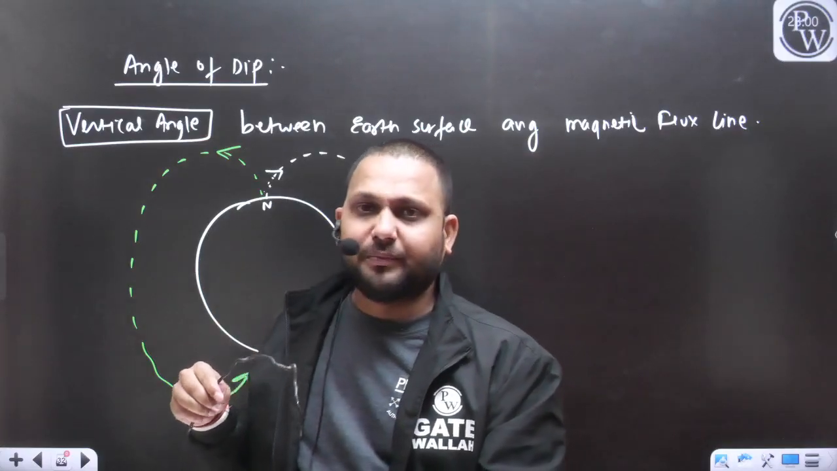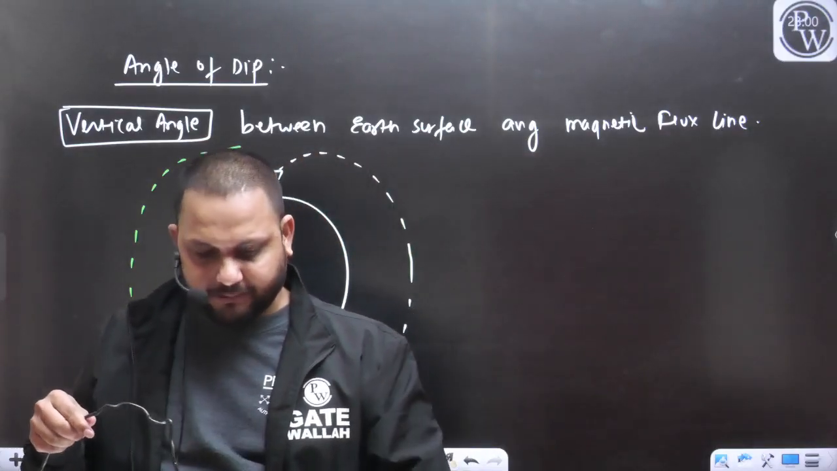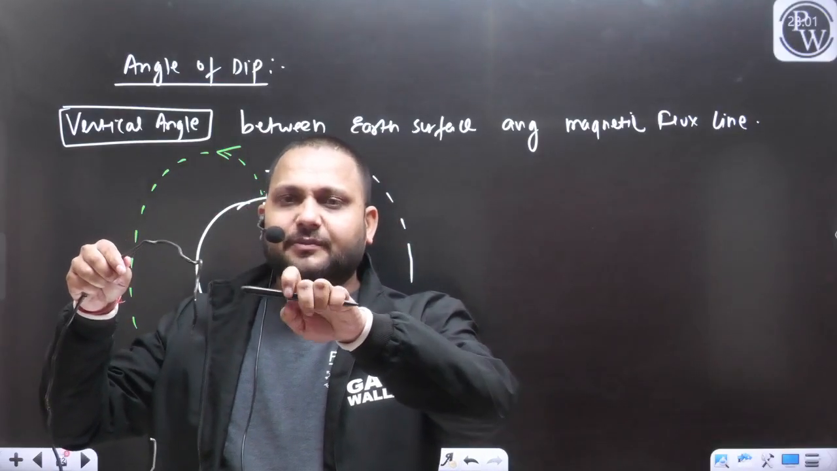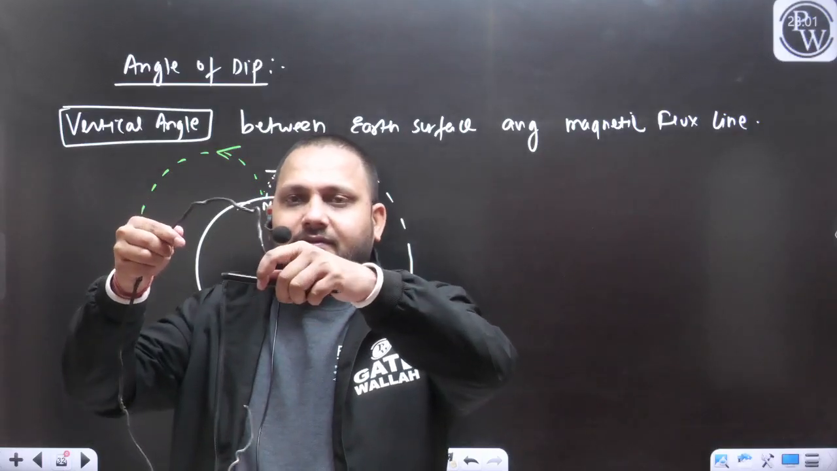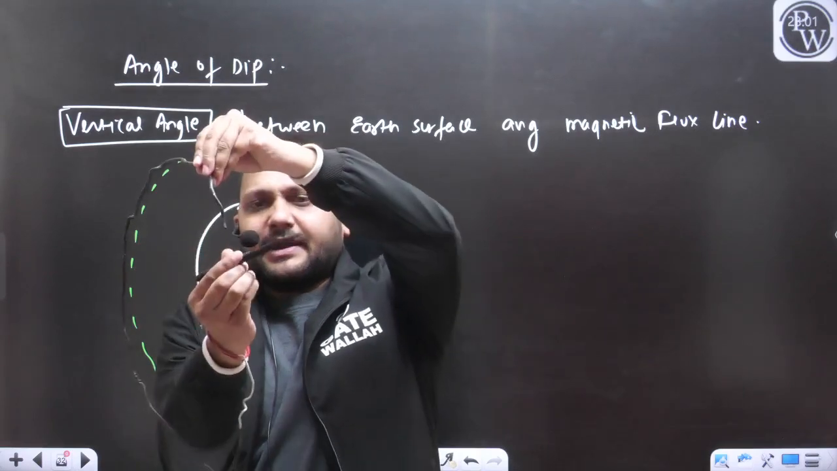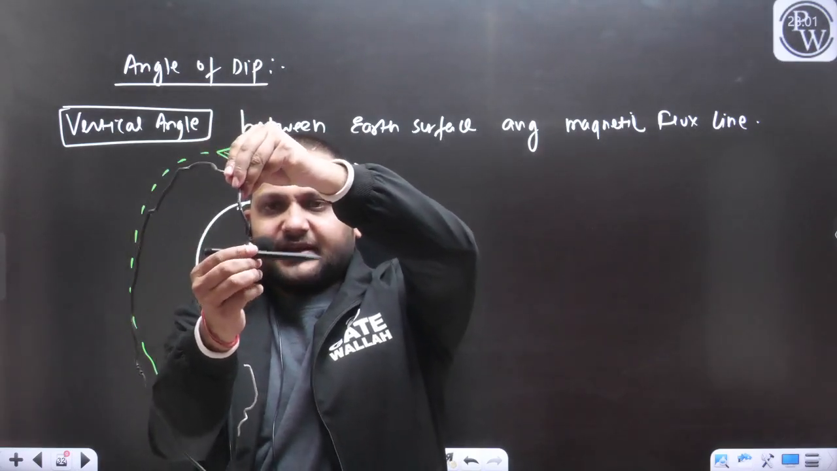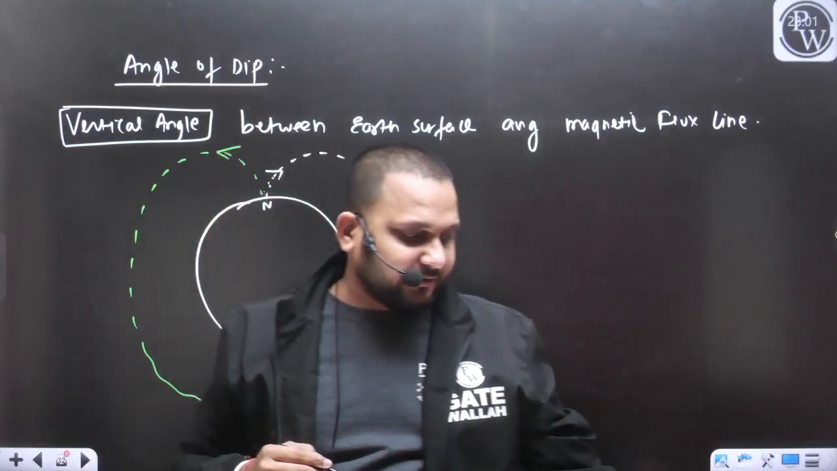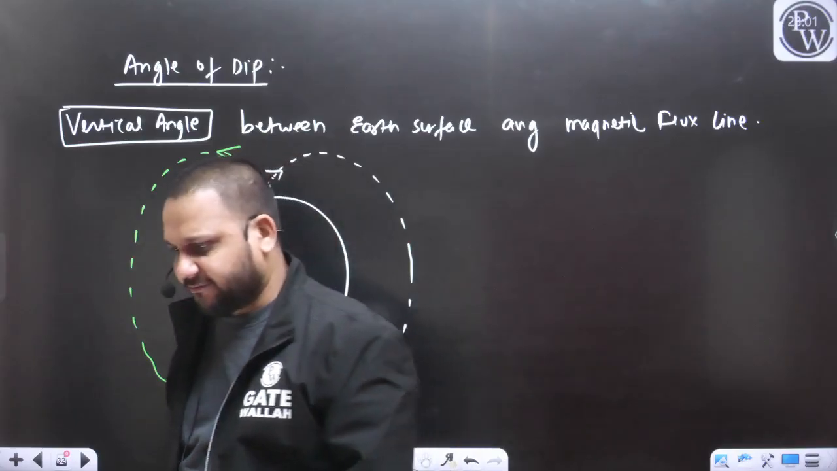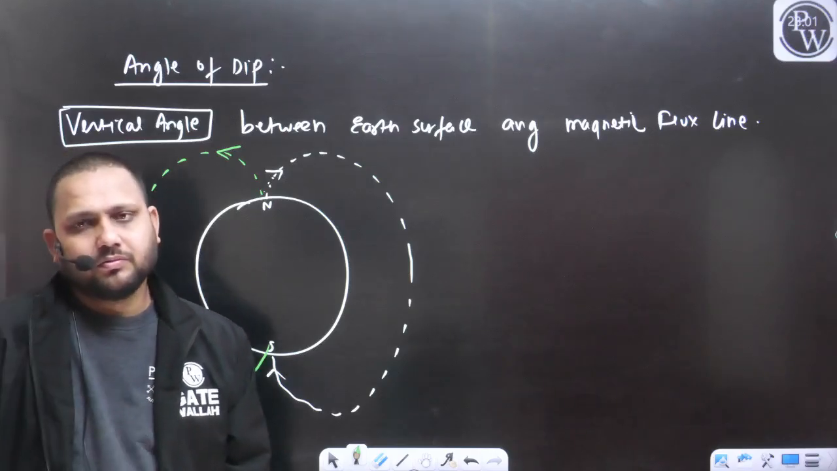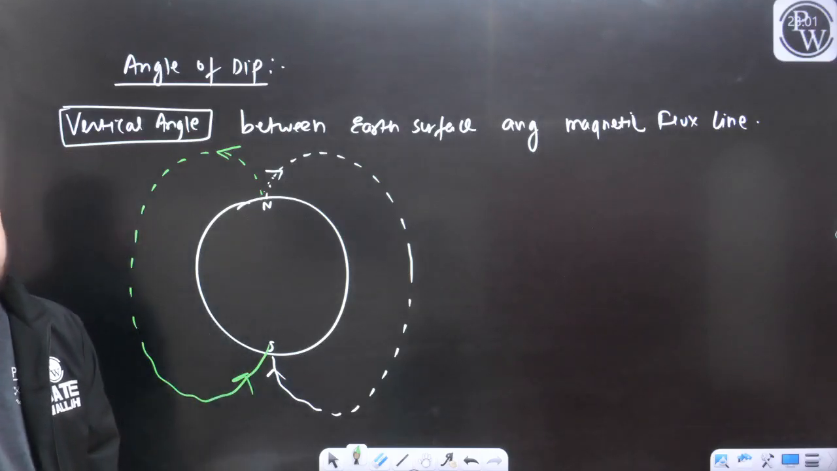So if I want to measure the angle of dip or angle of depression, can I say at the pole the situation will be something like this. At the pole, this is the earth surface, this is the magnetic flux line. Can we say this angle is going to be the vertical angle between the earth surface and magnetic flux line? Yes or no?